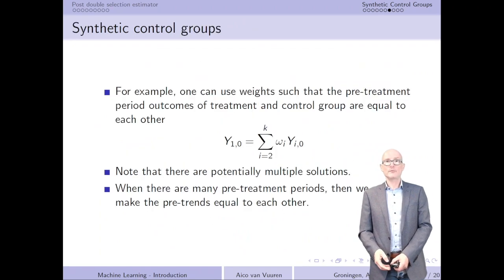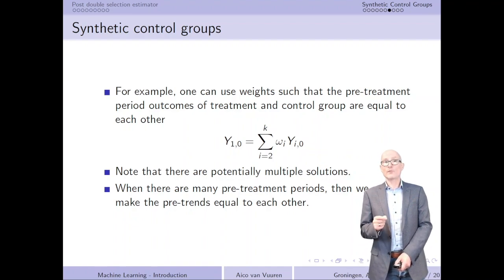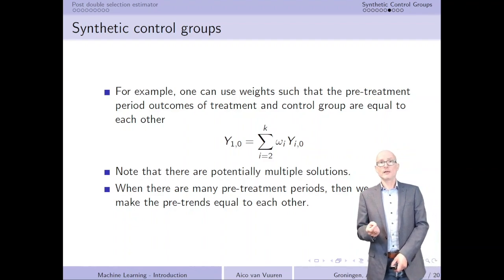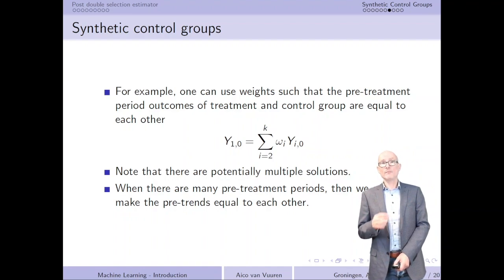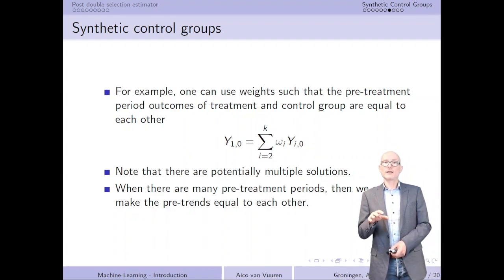Well, that essentially means that we are going to set our weights for the control states, so the states yi0, where i runs from 2 till k, in such a way that they're exactly equal to the outcome of the treatment unit in the very first period, period 0. So that means that we are going to make y10 equal to the weighted average. Of course, y10 is something that is given to us, and the right hand side we can observe as well, but we're going to set the weights in such a way that the left and the right hand side in this equation are equal to each other.